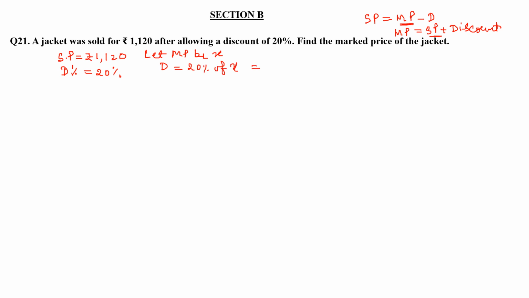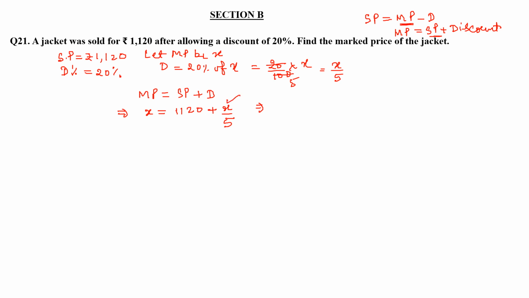And what is 20% of X? 20 by 100 into X. And now reduce it, so it will be X by 5. Now I am going to put it in this formula: marked price equal to selling price plus discount. So marked price I have assumed as X, selling price is 1120, plus discount I got as X by 5. Now I have to solve this equation. So I am transposing X by 5 to LHS.